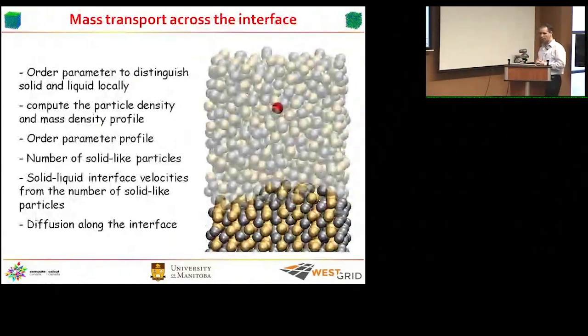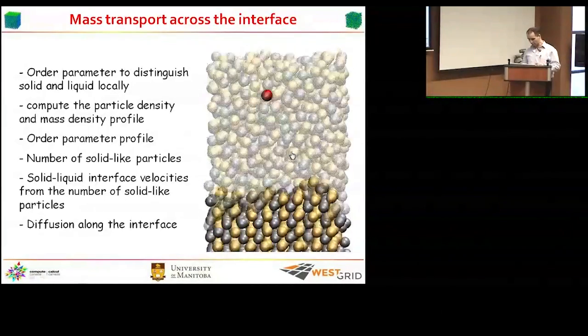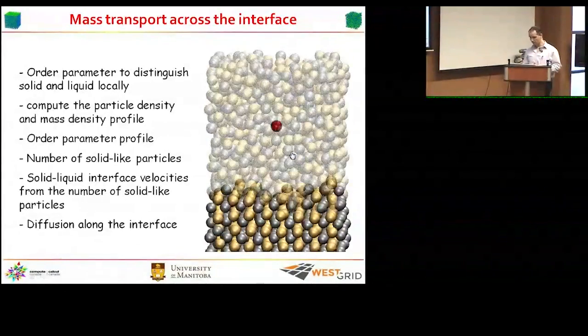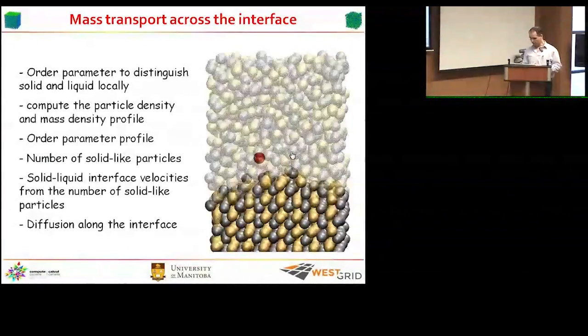Now, what happens when the system crystallizes? In this picture, I just picked one particle from the liquid, then I tagged this particle and changed its color to red, so that I can see how it moves during the simulation. For example, I start here. We see that in the liquid region, the movement of the particle is very fast. After some time, it approaches the solid-liquid interface, and the motion of this particle slows down.